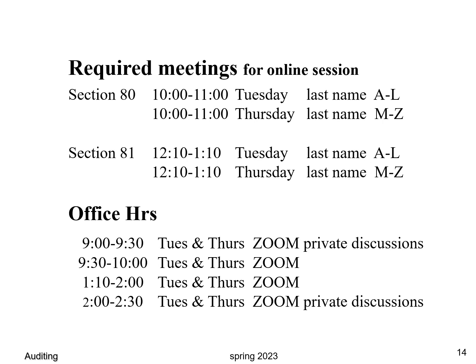So we've got required meetings. If you're in the morning section, and your last name begins A through L, you're required to meet from 10 to 11 on Tuesday. If your last name begins M through Z, 10 to 11 on Thursday. If you're in the afternoon section, and your last name begins with A through L, you're required to meet from 12:10 to 1:10 on Tuesday. If your last name's M through Z, it's 12:10 to 1:10 on Thursday.